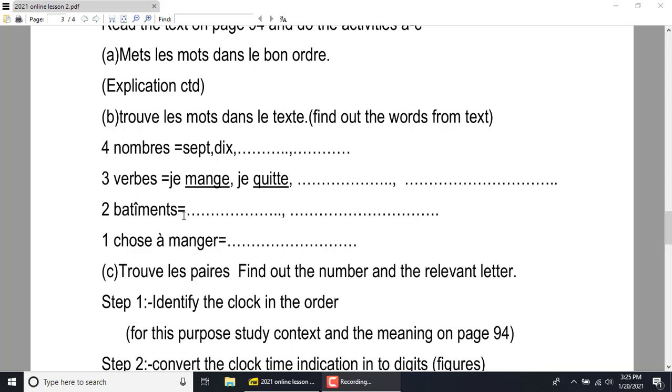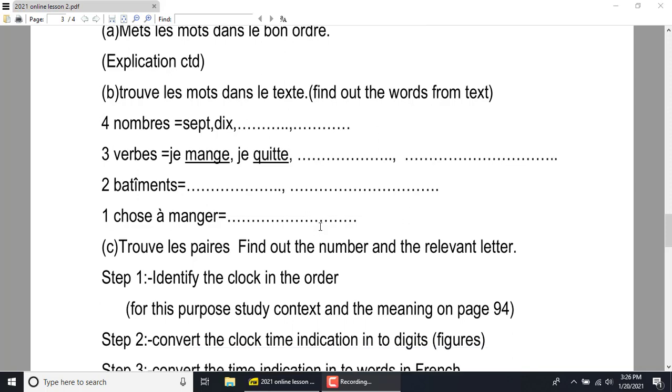Deux bâtiments, 2 buildings. What are the buildings? L'école, school. Collège we can take. Then la cantine we can take. Yes, those 2 you can use as the buildings. Then they are asking about une chose à manger, one thing to eat. So un sandwich is there, clearly mentioned there. You can take that word, un sandwich.